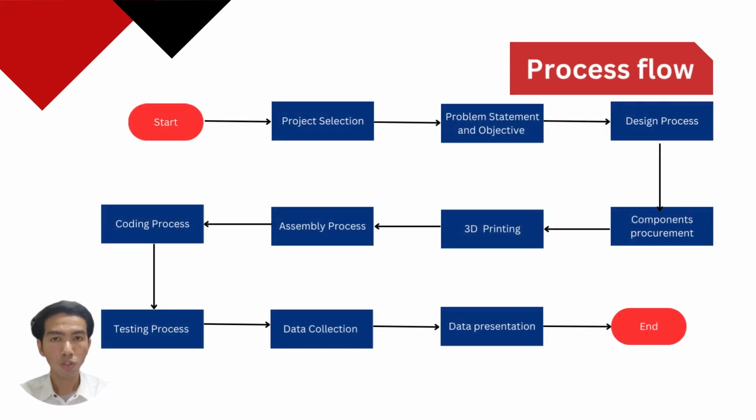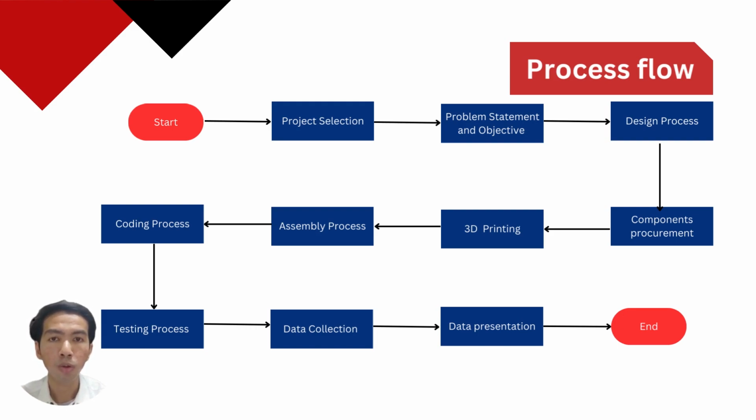Alright, this is the methodology of the project where we built the process flow diagram. The project started with project selection where we need to choose the question from past year question, dynamic examination. Then we need to come up with problem statement and the objectives. Next, design process, we use CATIA to get the actual dimension of the project that will be produced.